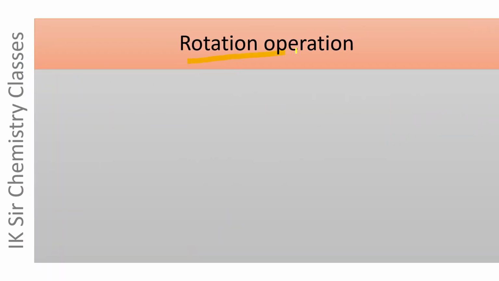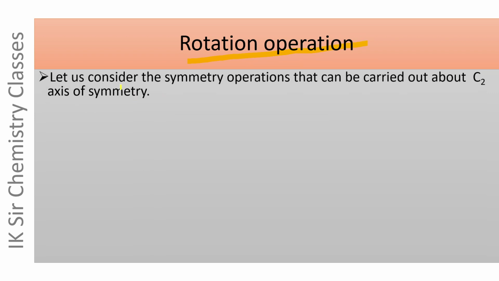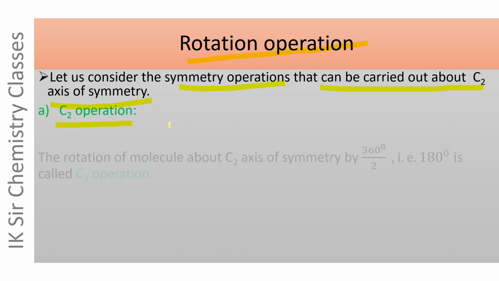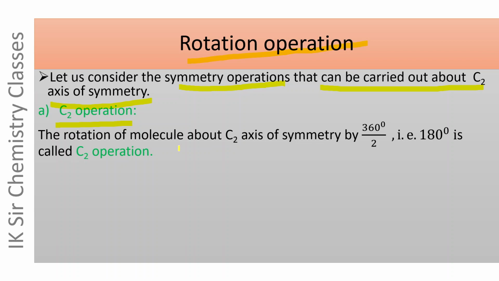Rotation operation. Let us consider the symmetry operations that can be carried out about C2 axis of symmetry. C2 operation. The rotation of molecule about C2 axis of symmetry by 360 degree by 2, that is 180 degree, is called C2 operation.